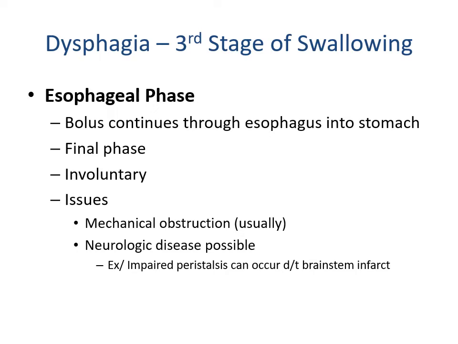The third stage is the esophageal phase. So the bolus continues through the esophagus into the stomach. This is the final phase and it is involuntary. Issues here are frequently things like mechanical obstruction and possibly neurological disease with impaired peristalsis, for example damage to the brainstem. But these are involuntary muscle movements, so this takes significant damage. Normally this is still intact from a neurological standpoint, but you could have a change in the structure, or a mechanical obstruction.